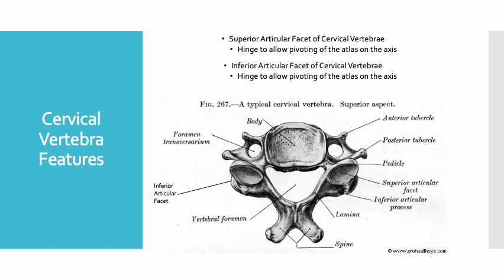The top one articulates with the vertebrae ahead of it, like the vertebrae in front of it. And the inferior one, or the bottom one, articulates with the next vertebrae down. So if this was your C3 vertebrae, the superior articular facet is going to articulate with your C2, and then the inferior one is going to articulate with your C4.